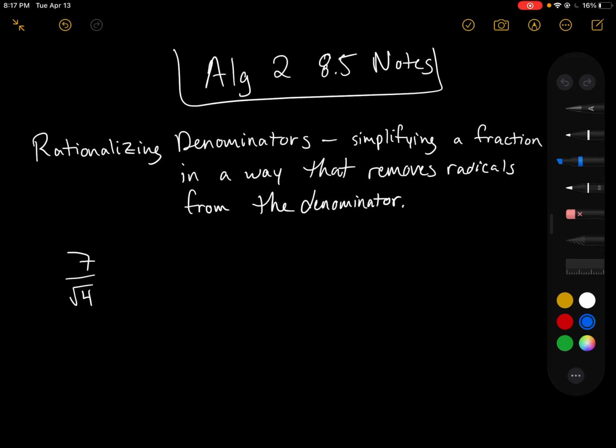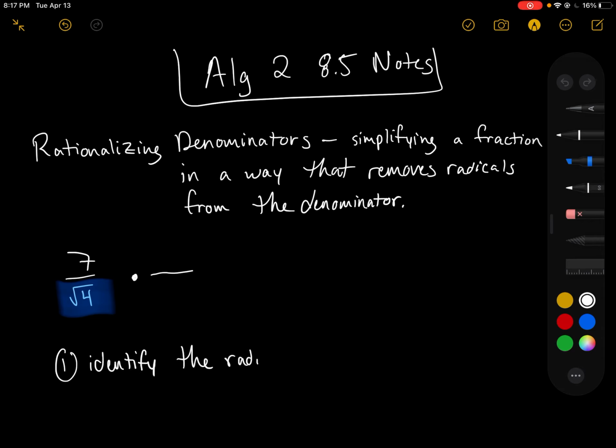So where this comes into play is, say for instance, you have something like 7 over the square root of 4. Well, in this case, again, if we look at the denominator, or the bottom, there is a square root, or a radical. We can't have that, so what do we do to get rid of this? Well, remember, we can't change the weight of this. We have to keep it balanced. So anything we multiply by has to be the same on the top and the bottom.